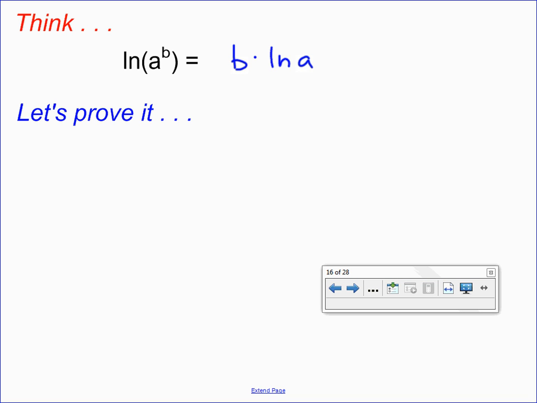So what did we do last time? Well, we let x equal ln a. Let's try that again. Let's let x equal ln of a. Then x equals ln a, so e to the x equals a. Is that right? e to the x equals a. And that's the definition of ln.